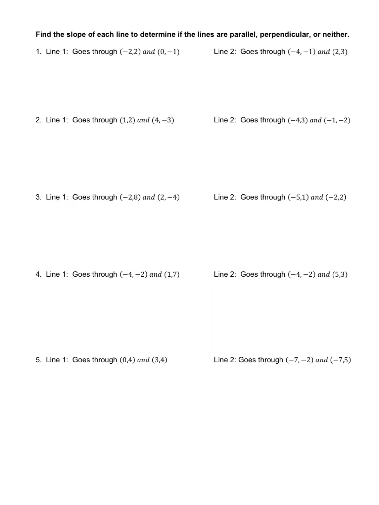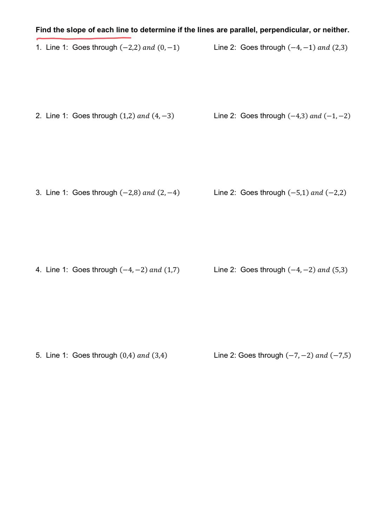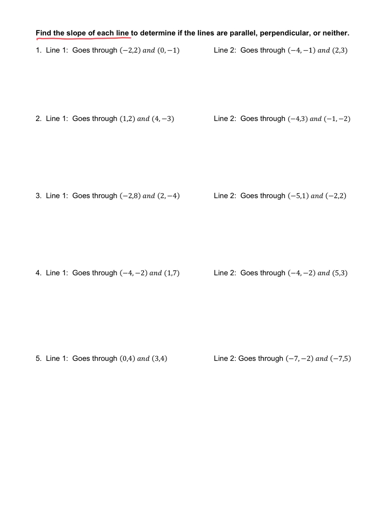Now on the next page, we have: find the slope of each line to determine if the lines are parallel, perpendicular, or neither. So the first thing you have to do is find the slope of each line. Then you're going to choose if it's parallel, perpendicular, or neither. So let's go ahead and find the slope. Remember, to find the slope, the slope equals y2 minus y1 over x2 minus x1. So let's go ahead and do that.